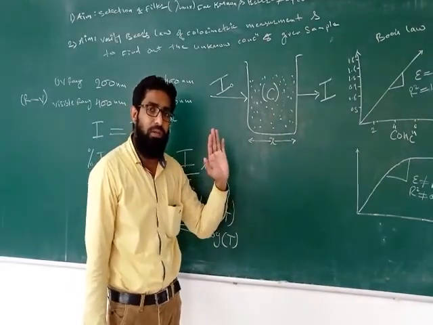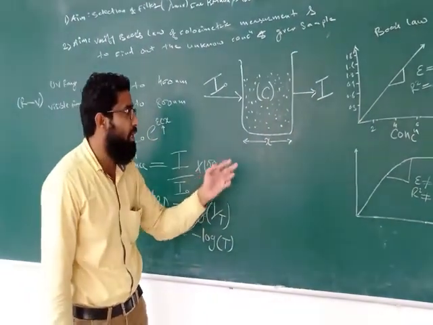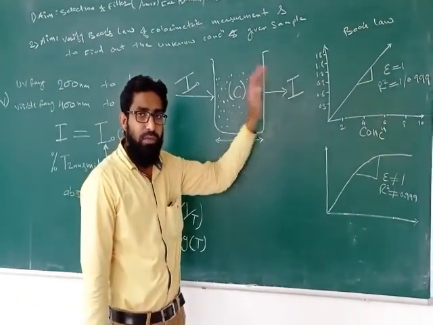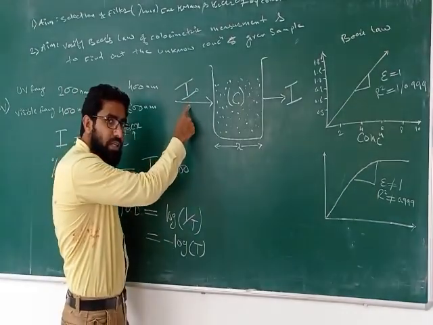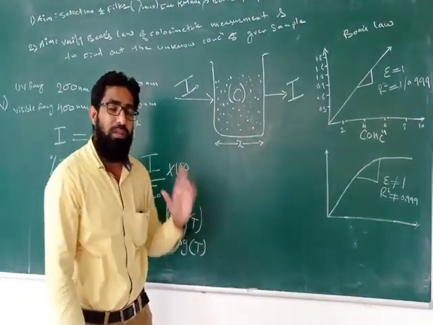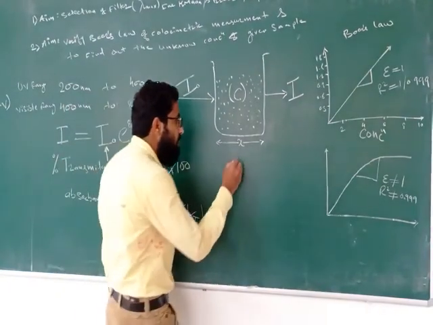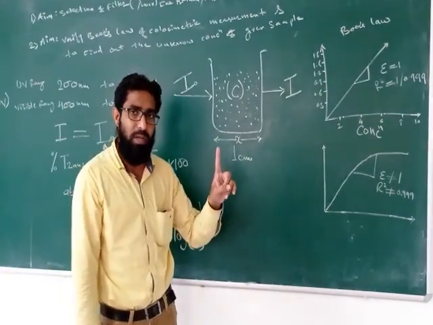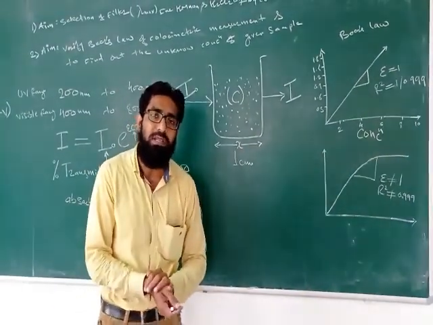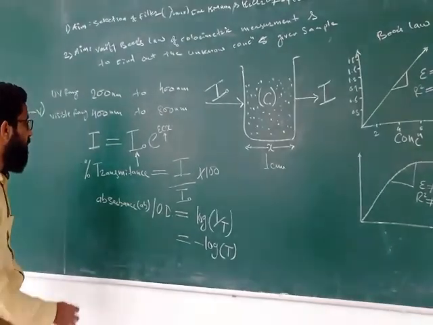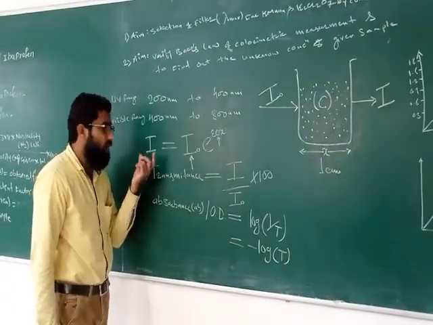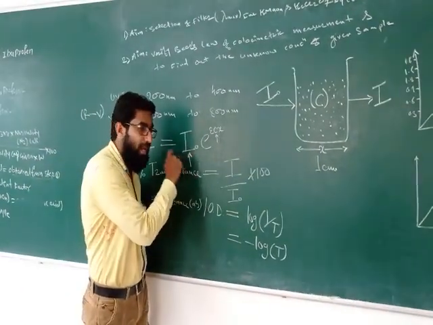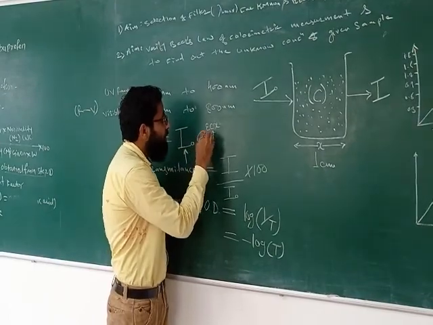We are going to analyze here Beer's law, which is associated with the concentration. The intensity of transmitted light depends upon the intensity of incident light and the concentration. The path length is universally constant, that is 1 centimeter. Now the intensity of transmitted light can be calculated by using this formula: I equals I0 into e raised to epsilon Cx.